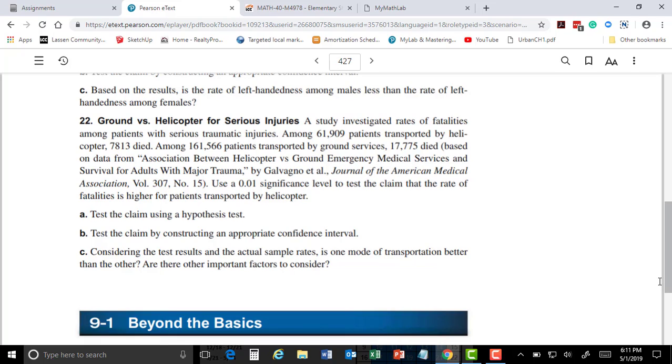Well, what do you think? A study investigated rates of fatalities among patients with severe traumatic injuries. Out of 61,900 patients transported by helicopter, 7,800 died. Among 161 patients transported, 17,000 died. Now, this was with ground service. Would you expect that it's better to have helicopter service than being driven by ground?